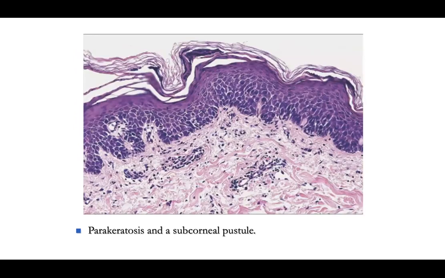Another example of parakeratosis, just focally in a subcorneal pustule. If you had no clinical information whatsoever, there's no way you're going to call this erythrodermic psoriasis just by looking at the pathology. You need to know the clinical, because right now this looks more like subacute spongiotic dermatitis.